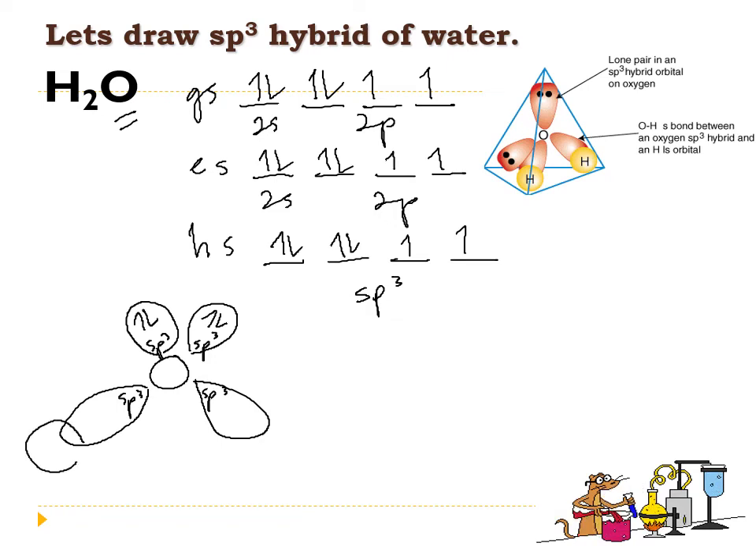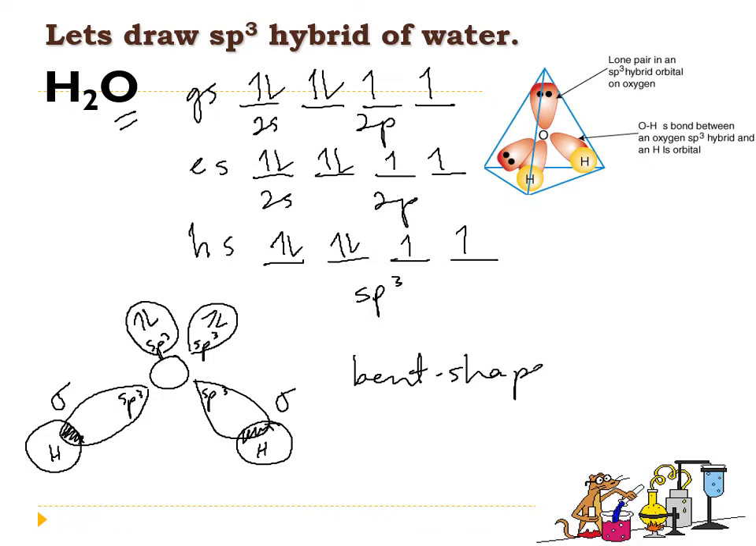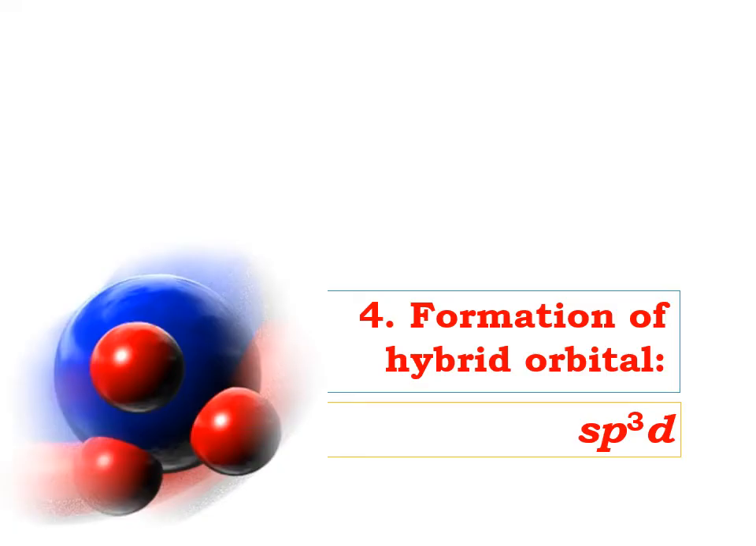that will form covalent bonding head to head with hydrogen atom here. So this is the bent shape of water, showing clearly the hybridization of sp3 orbitals. The fourth hybrid orbital is sp3d.